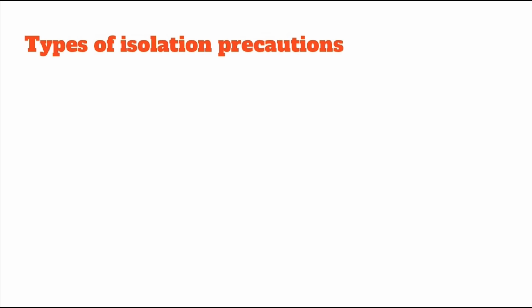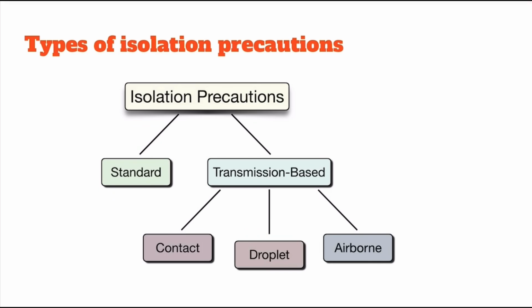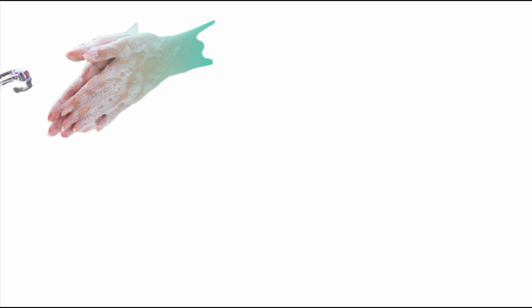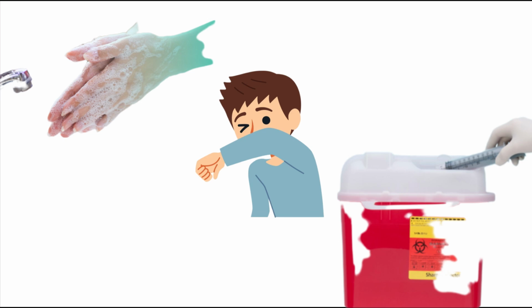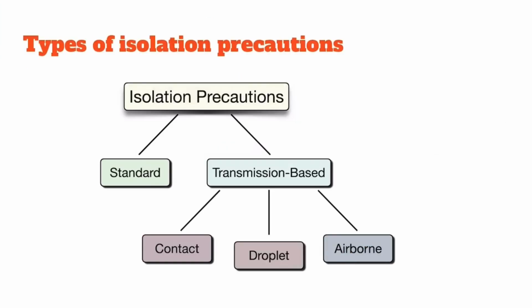First, let's review the types of isolation precautions. These are divided in two main categories. The first one is standard precautions. These are applied to the care of every patient and include proper hand hygiene, covering coughs and sneezes, and safe handling of equipment, including the sharp objects.